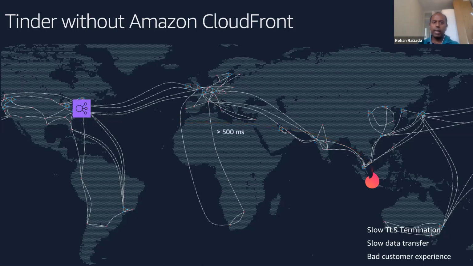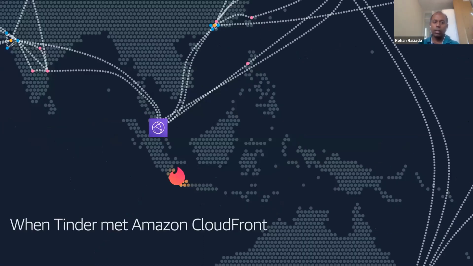When they implemented Amazon CloudFront, their end users got mapped to the nearest edge location in Singapore, which took almost close to 70 milliseconds. The TLS termination happened at that point. And from Singapore, as I mentioned, it used the Amazon Global Backbone Network to reach the origin. So the total time reduced from 500 milliseconds to 285 milliseconds.